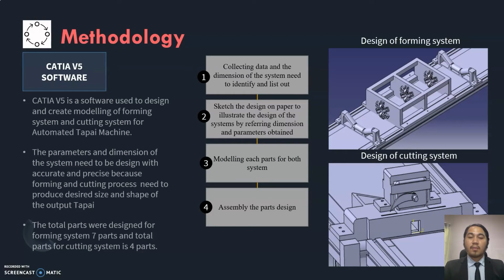There are several steps for modeling in CATIA V5 software. The first step is collecting data and dimensions of the system, which need to be identified and listed out. The second step is to sketch the design on paper to illustrate the design of the system by referring to the dimensions and parameters obtained. The third step is modeling each part for both systems, and lastly, assembling the parts design. This shows the design of the forming system and the design of the cutting system.